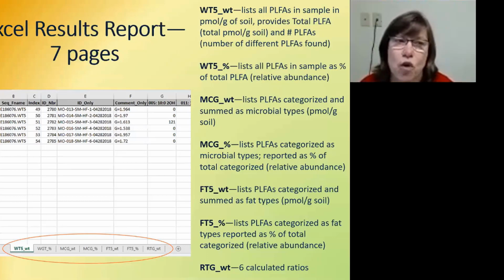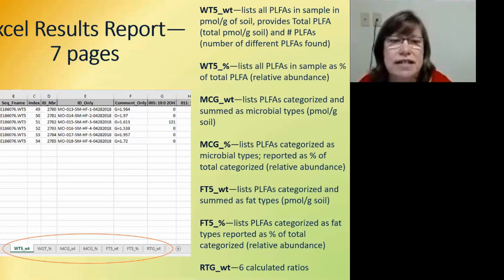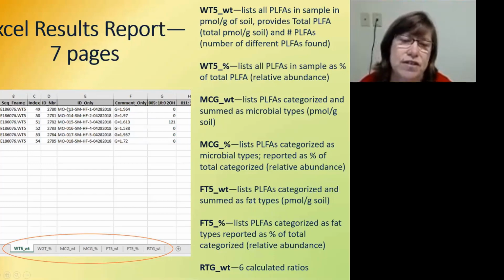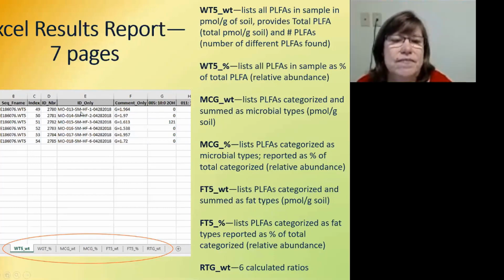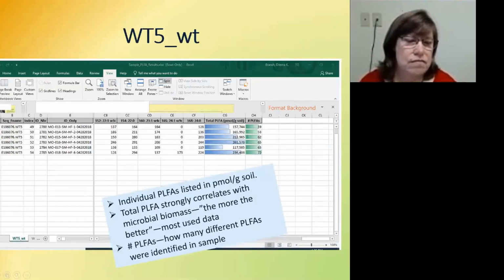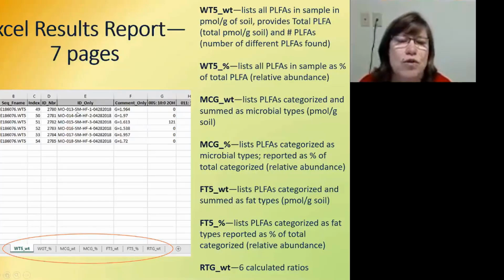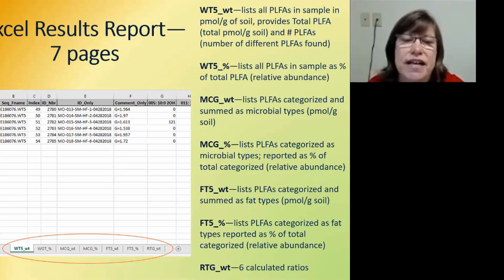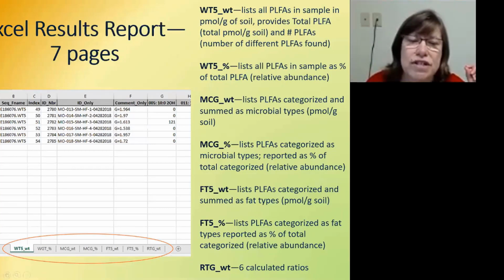So now I'm going to go over the results reports that I send people. When you get it, there are 7 pages. Your samples will be listed here, and we do list the state and the county, and usually a code for who sent it in, and then right in the middle is the designation for the samples that the clients have sent and the date that the samples were taken.